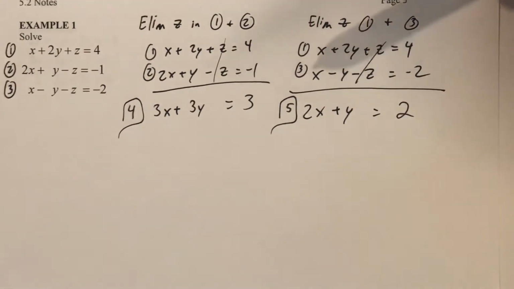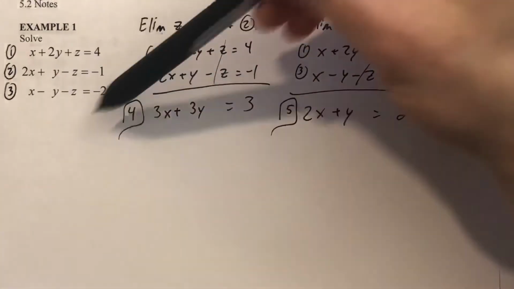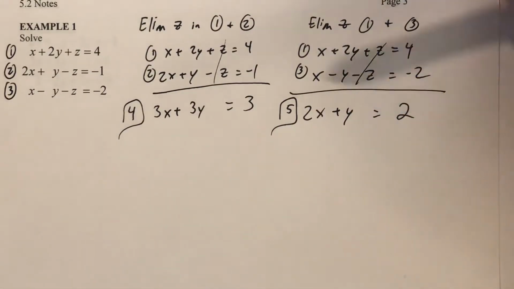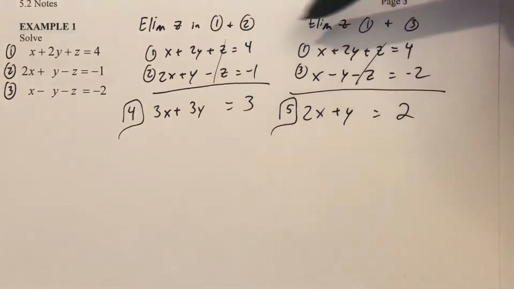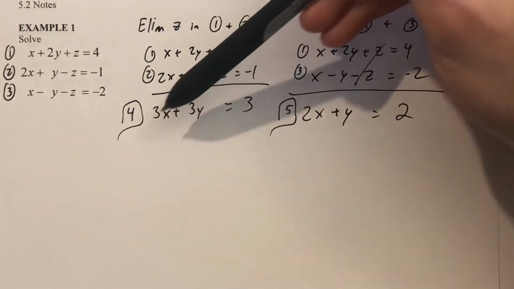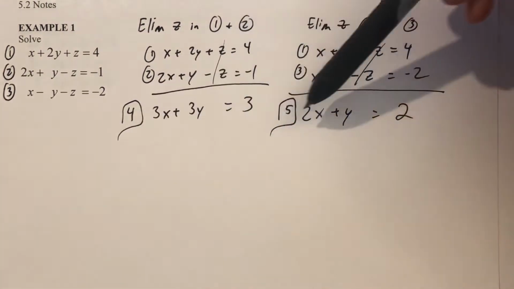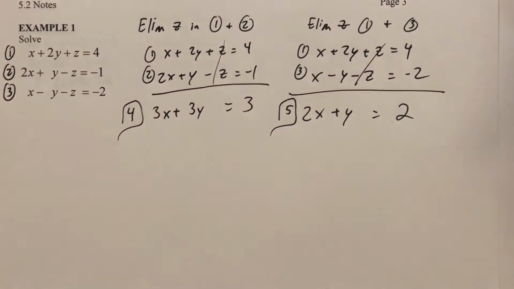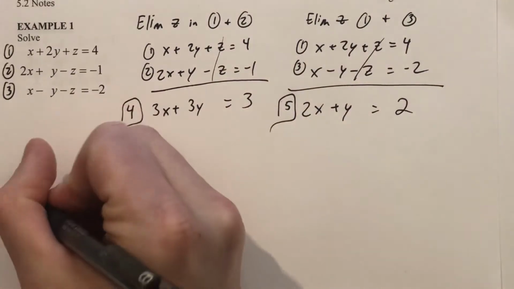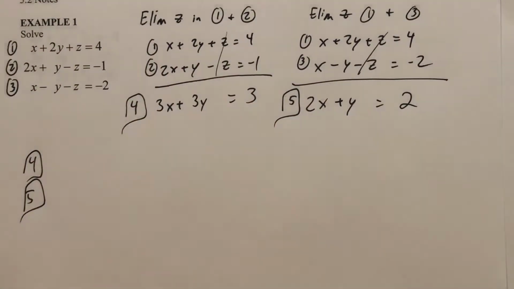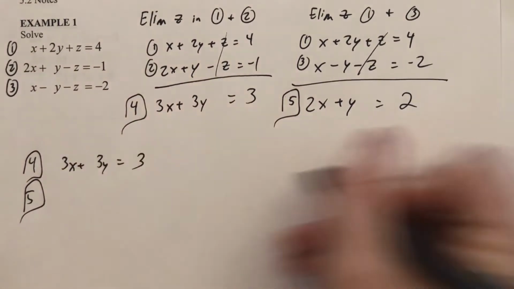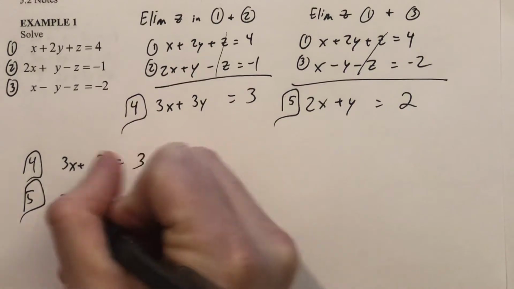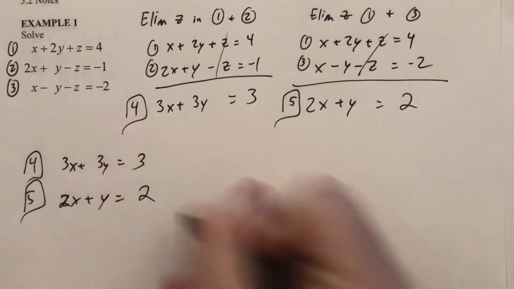So to recap, pick any two pairs out of the three possible, but pick ones that are going to be convenient for eliminating the same variable, in this case z in both of them. That will get you two new equations, but those two new equations will have the same two variables. They'll be missing that particular third. And now all I do is I come down here and I say my equations 4 and 5 are 3x plus 3y equals 3 and 2x plus y equals 2.